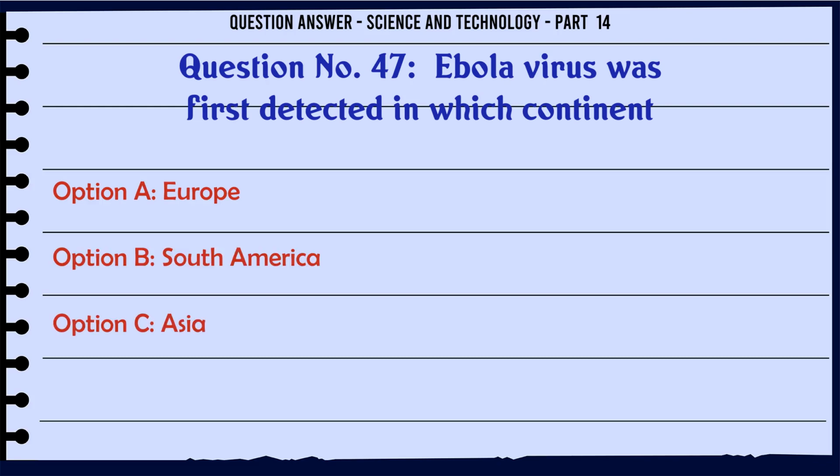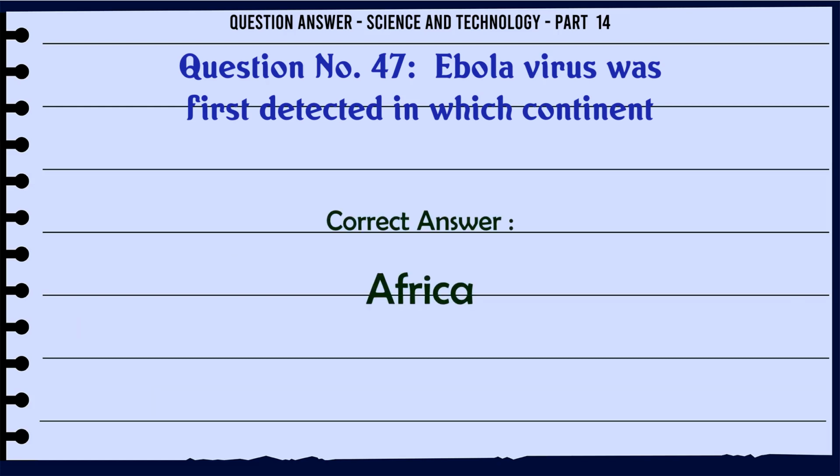Ebola virus was first detected in which continent? A. Europe, B. South America, C. Asia, D. Africa. The correct answer is Africa.